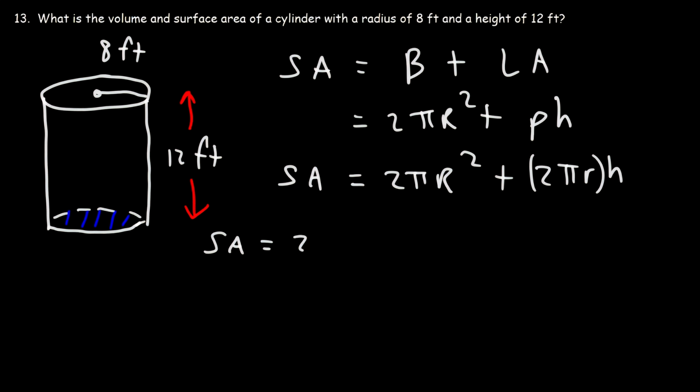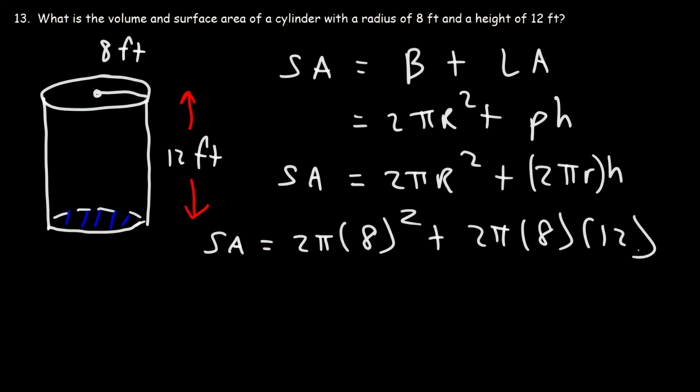So let's plug in everything. As we said before, r is 8 and h is 12. So 8 squared is 64. 64 times 2 is 128. 8 times 12 is 96 times 2. That's 192.